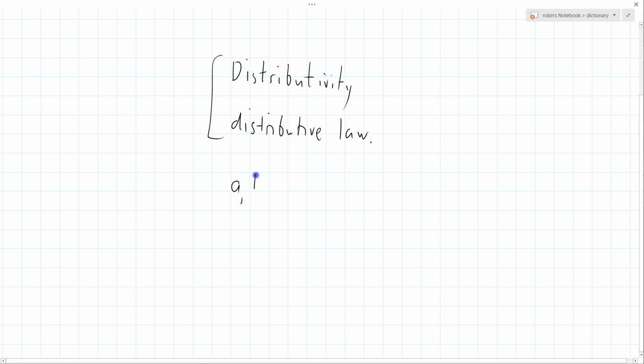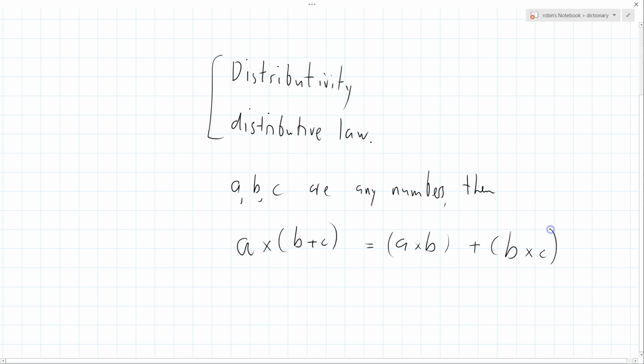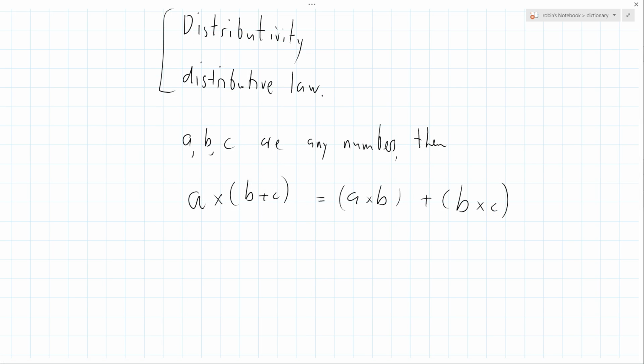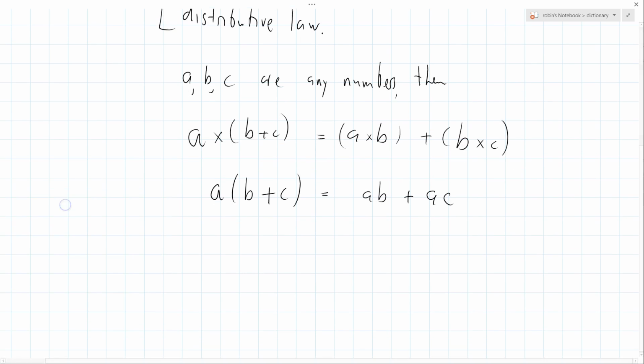It's basically saying that if A and B and C are any numbers, then A times (B plus C) equals A times B plus A times C, which is pretty obvious really. Mathematically you'd write it like this, A(B + C), because in mathematics you write a multiplication just by writing the two quantities next to each other, equals AB plus AC. That's all that is. So that's called the distributive law.